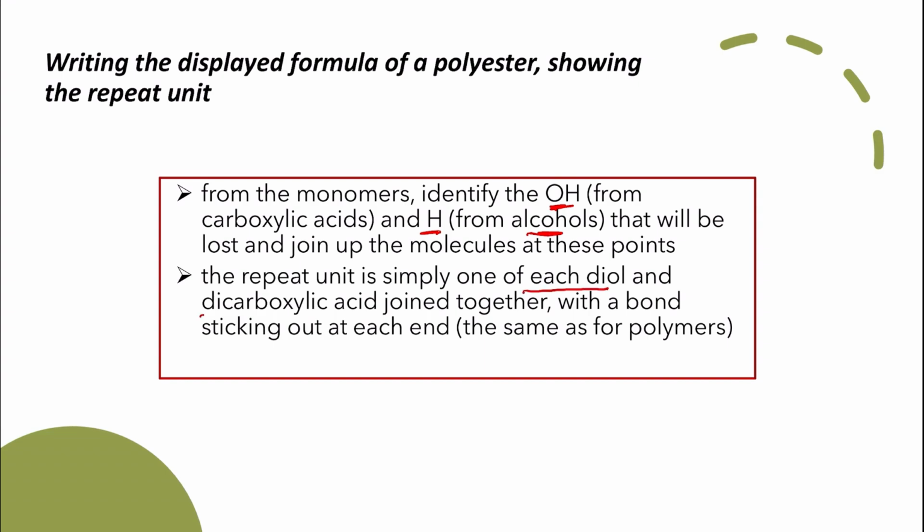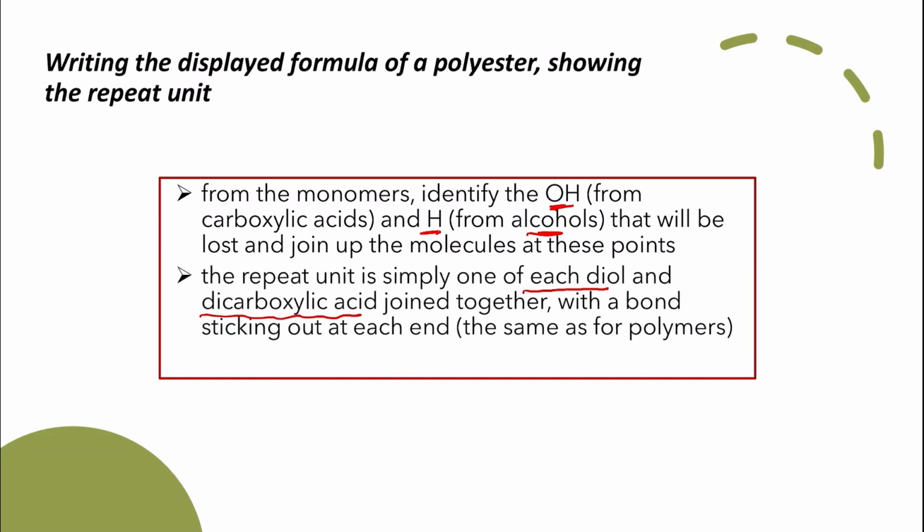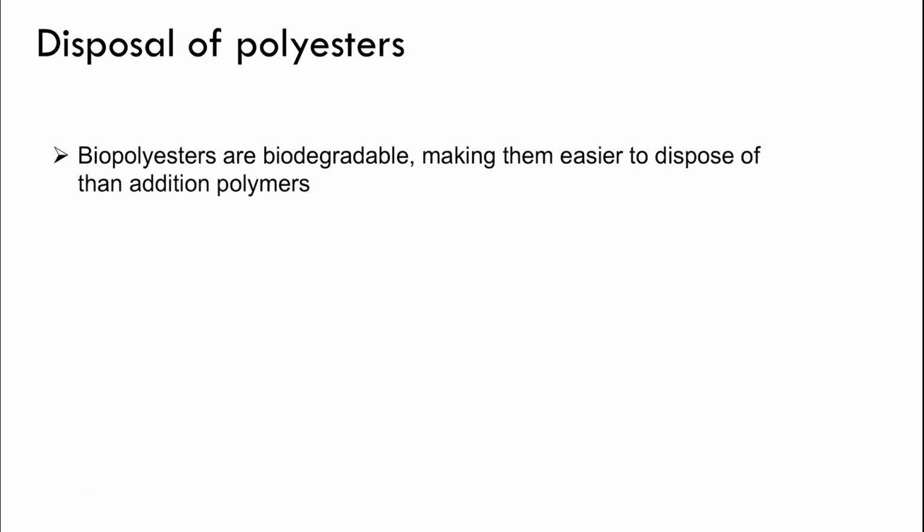So when you write the displayed formula of a polyester showing the repeated unit from the monomers, you need to identify the hydroxyl group from the carboxylic acid and the hydrogen from the alcohol that will be lost, and then join up the molecules at this point. Then the repeat unit is simply going to be one of each diol and dicarboxylic acid, joined together with a bond sticking out at each end, the same as for the addition polymers. So we're going to have the exact same thing as we did for the addition polymers.